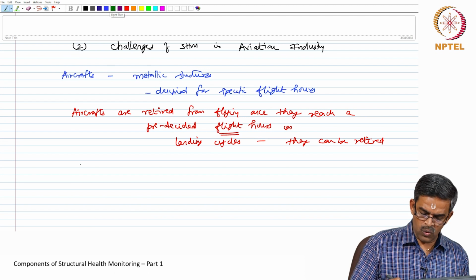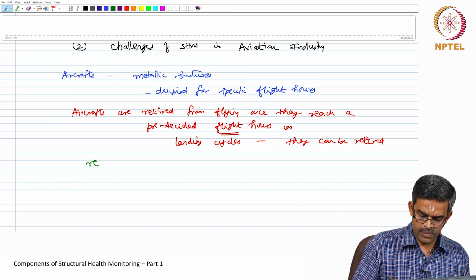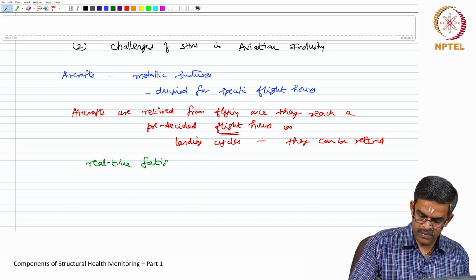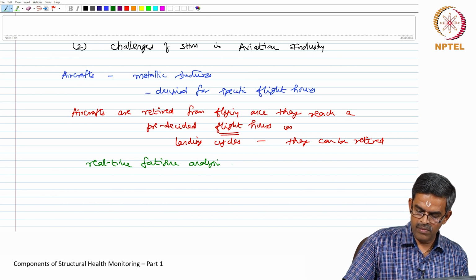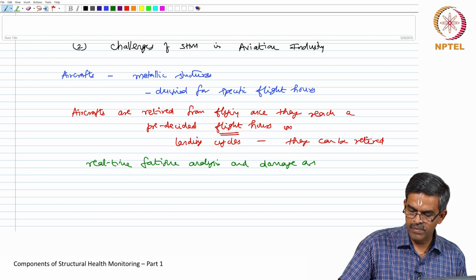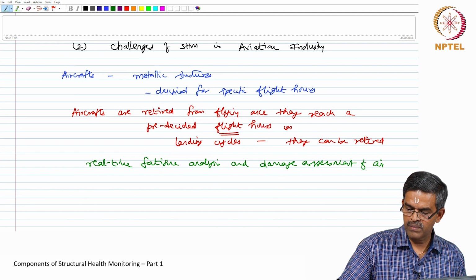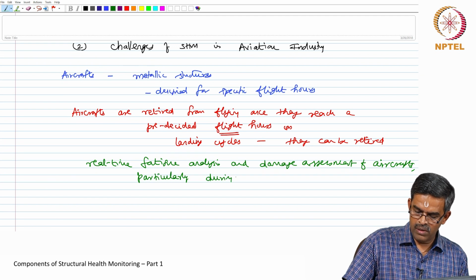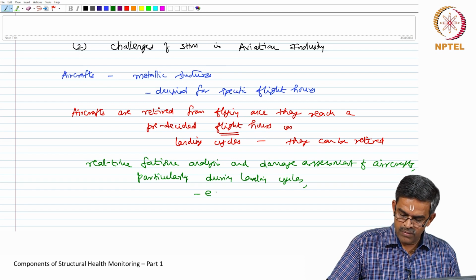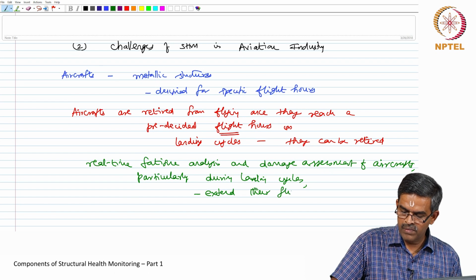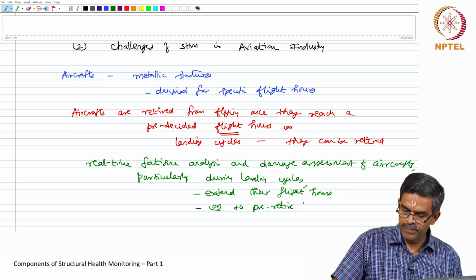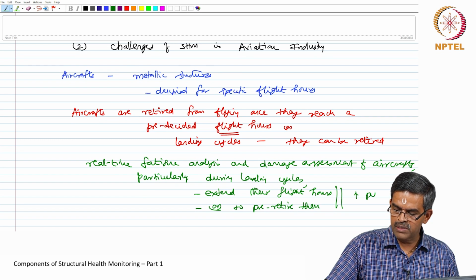However, if you really do some real time fatigue analysis and damage assessment of aircrafts, especially during landing cycles, then it is possible to extend the flight hours or to pre-retire them, both of them improving public safety.